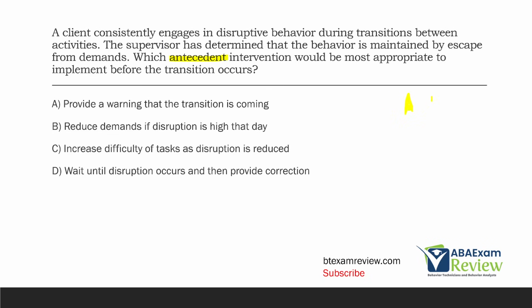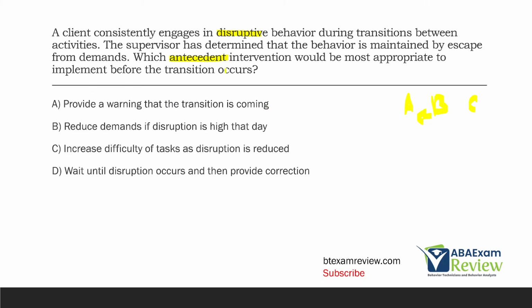Remember, we have A, B, C, antecedent, behavior, consequence. Antecedent happens when? Before that behavior. So if we have an antecedent intervention, we want to do something prior to the behavior. The behavior is disruption. So we're trying to do something proactive and preventative before disruption happens. What is going to be appropriate? A, provide a warning that the transition is coming.